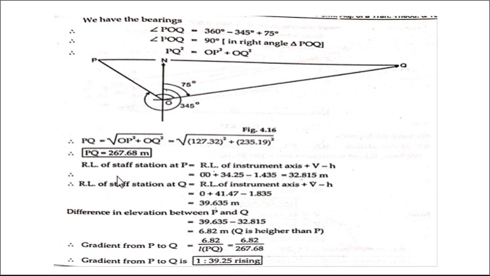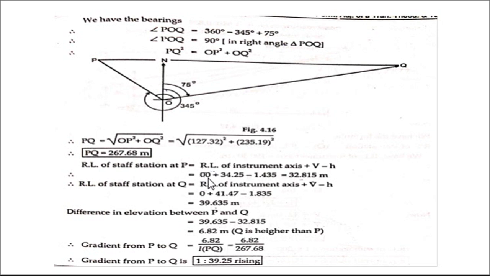So first of all, RL of P is equal to, both are angle of elevation. So formula is RL of instrument axis plus V minus central hair reading. Okay. Now RL of instrument axis they have not given. We will assume it as 0.